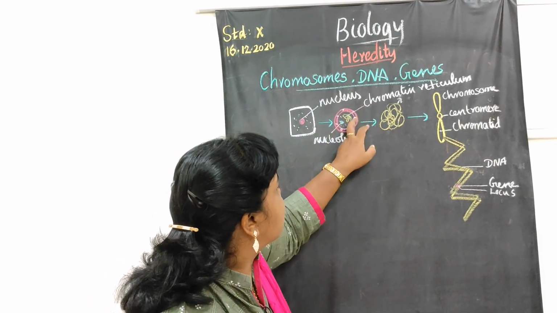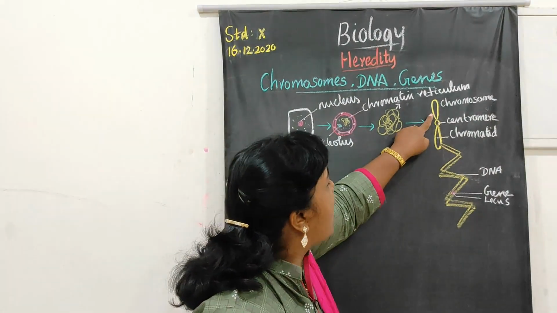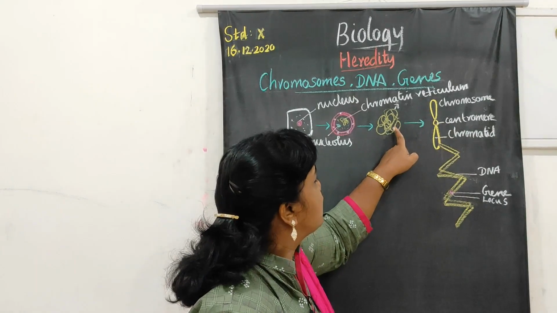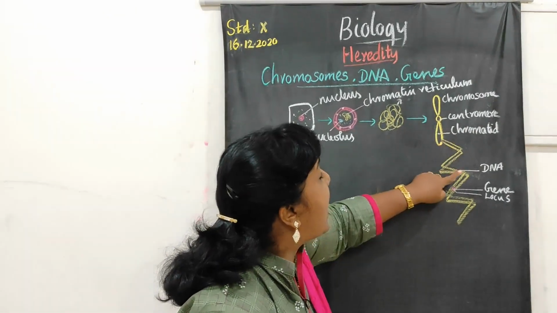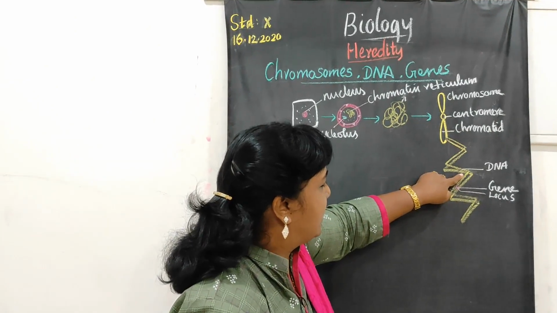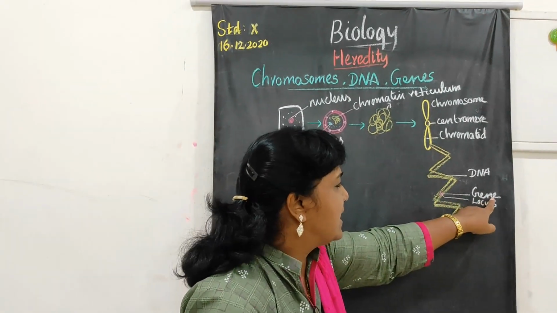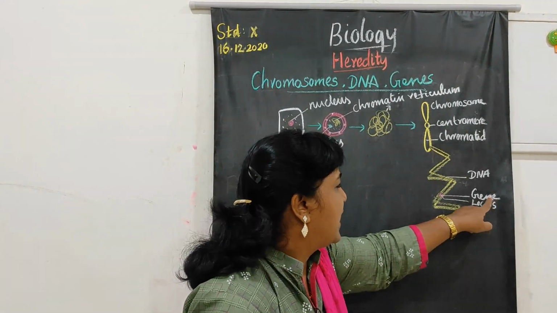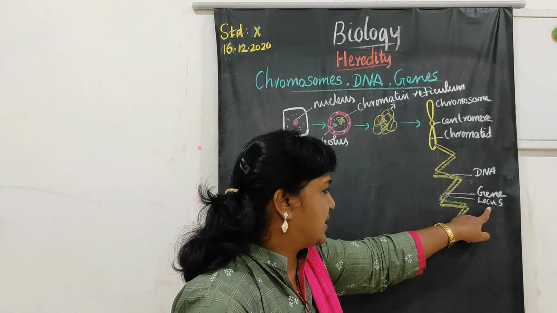Now this chromatin reticulum contains to form chromosome packed with DNA. And the particular segment of the DNA is said to be gene. And the specific position of the gene is said to be locus.